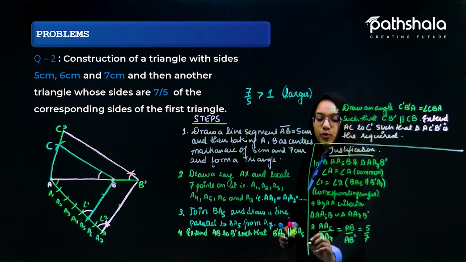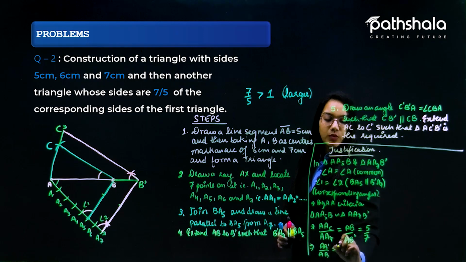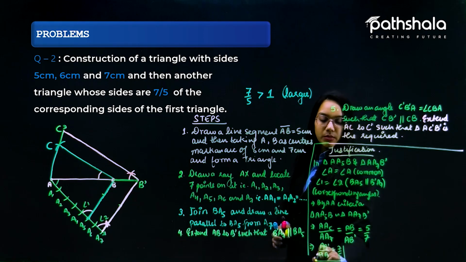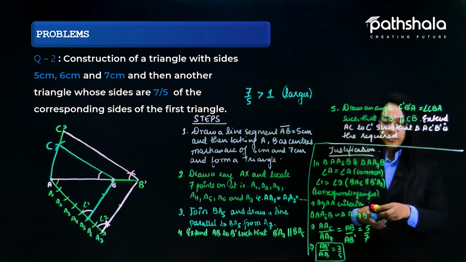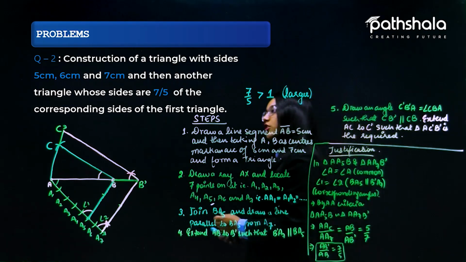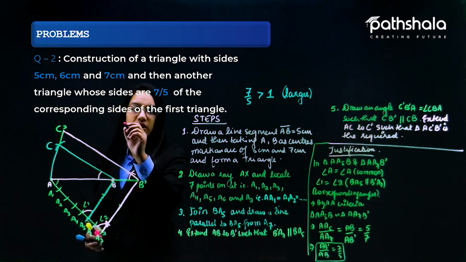If I take the reciprocal of it, this would be AB dash by AB, which is equal to 7 by 5. Now let us suppose I am moving further toward the next triangles, this one and this one, and giving the justification over here.